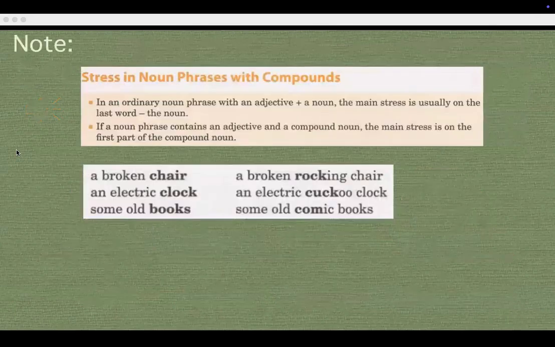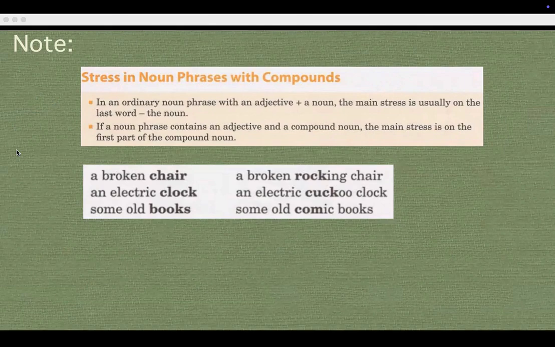Okay, so we have some notes on stress in a noun phrase with compounds. In an ordinary noun phrase with an adjective plus a noun, the main stress is usually on the last word, the noun. For example, we have the noun phrase a broken chair. The main stress is on the last word, chair, because it is a noun.